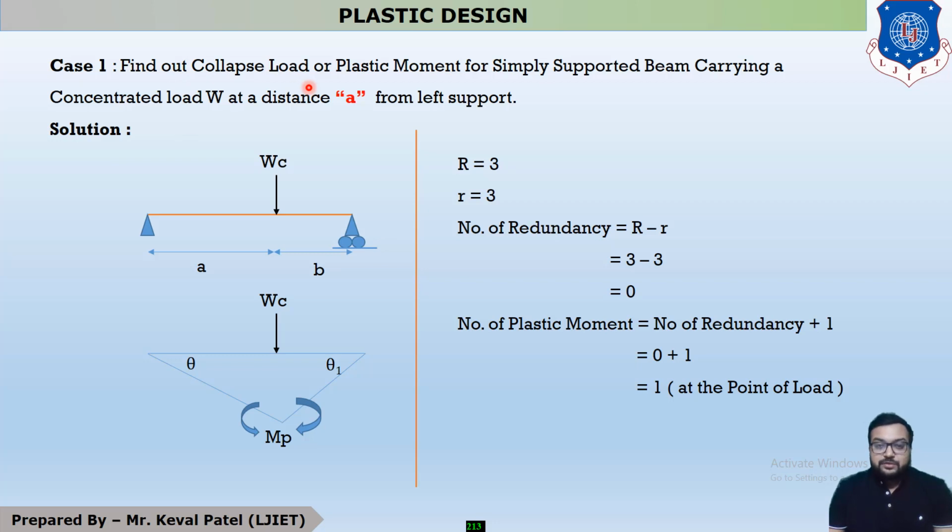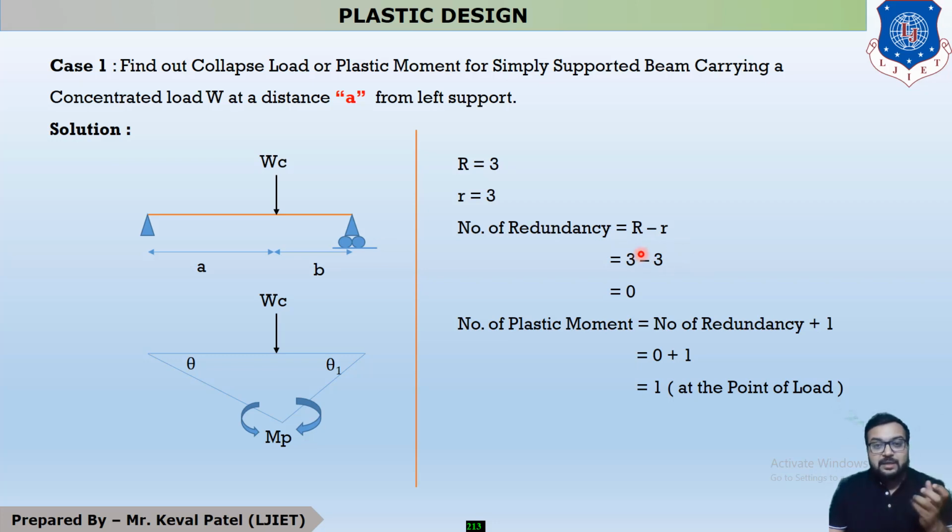Now, first of all, your first step is to find the number of redundancy. So for finding the number of redundancy, your equation is capital R minus small r. So what is the value of capital R?